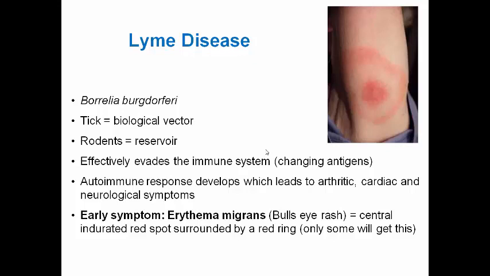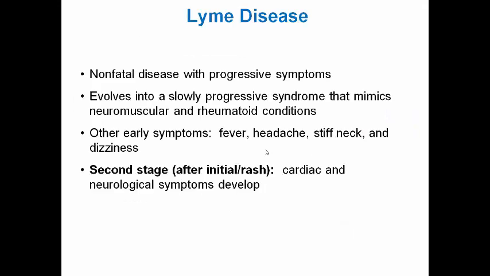An autoimmune response can develop, which leads to arthritic, cardiac, and even neurological symptoms. An early symptom is erythema migrans, which is a bullseye rash, shown here. It's a central indurated spot surrounded by a red ring, but only some people get it, less than 20%. So 80% of people will not have that rash.